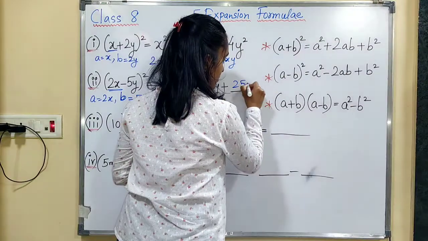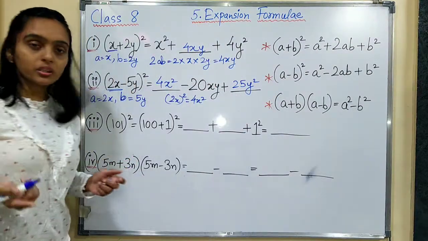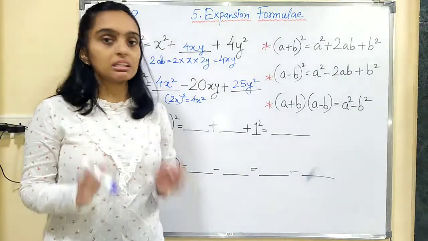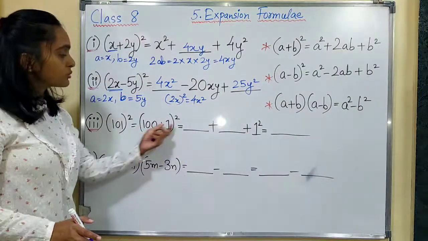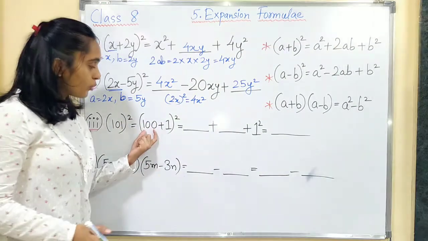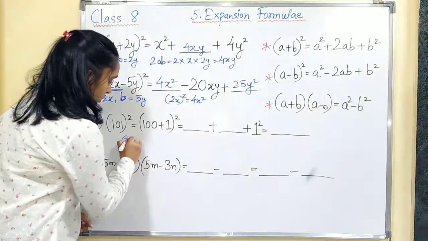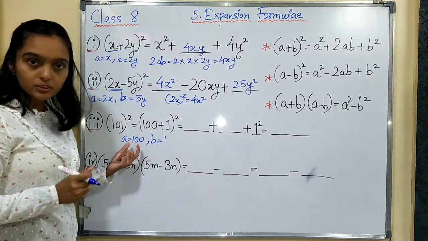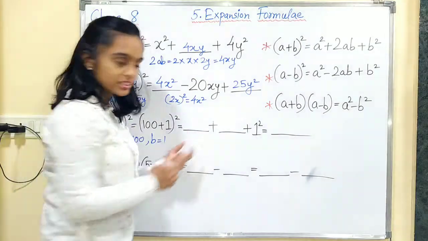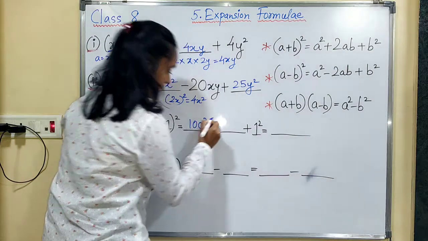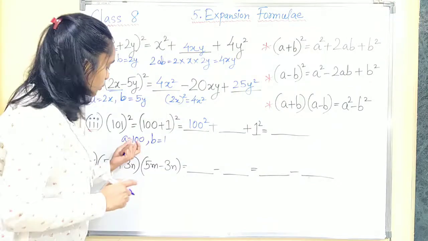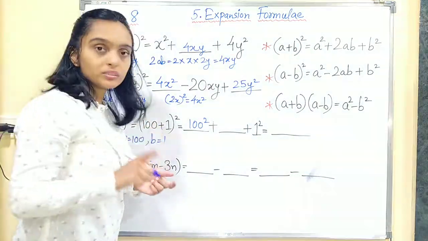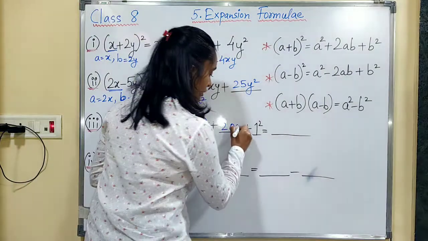So 25y square. Now the third one is (101) the whole square. Now 101 can be written as 100 plus 1. So (100 plus 1) the whole square. It is in the form (a plus b) the whole square, where a is 100 and b is 1. So your 100 square will come. A square means 100 square, plus 2ab, 2 multiplied by a multiplied by b. So 2 multiplied by 100 multiplied by 1 will give you 200.